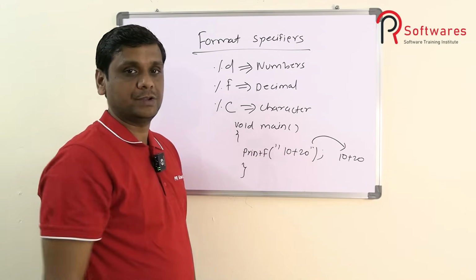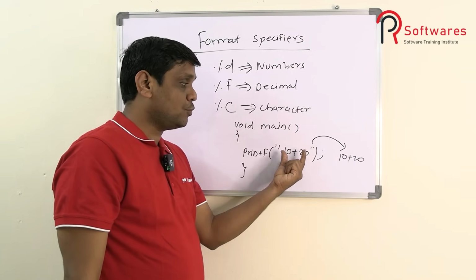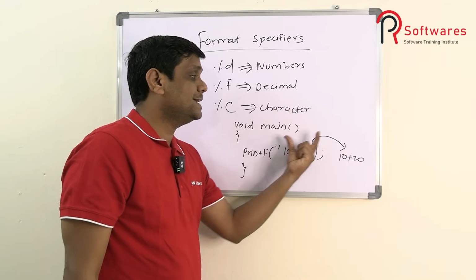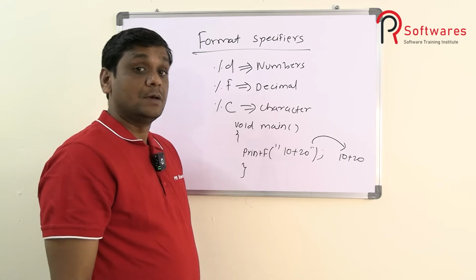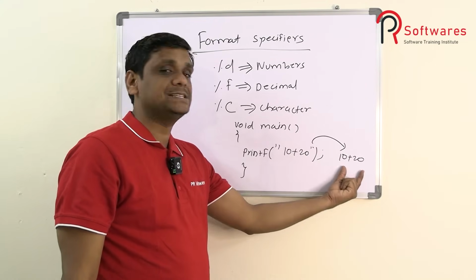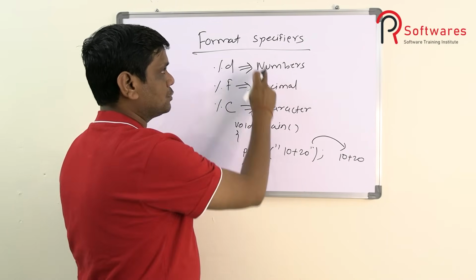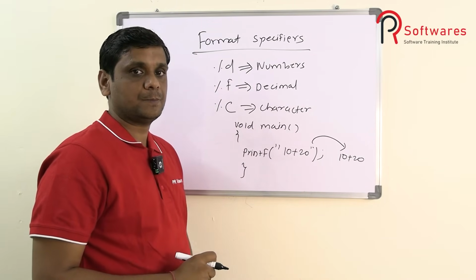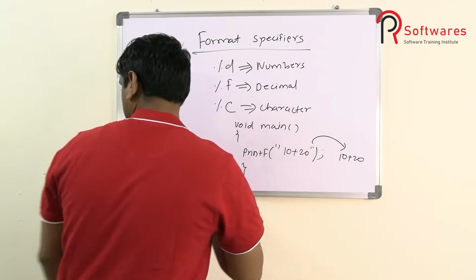Why? I told you in the very first part. Whatever you write in the double quotation will get printed as it is. It will not get changed. But we are expecting the output of this calculation, not the as-it-is concept. So in this situation, we should introduce the concept called format specifier. How can we write it? Very simple. Suppose, for example, you wanted to print. Let me rub this.